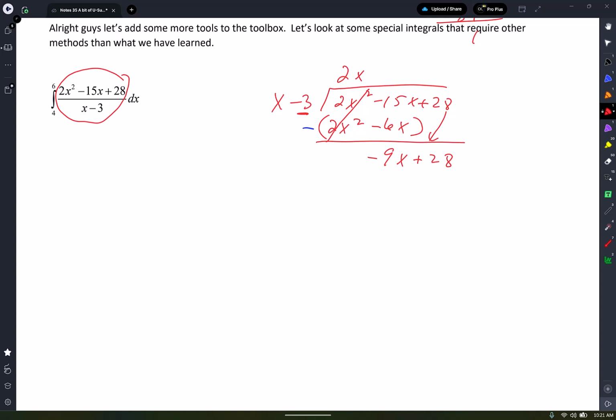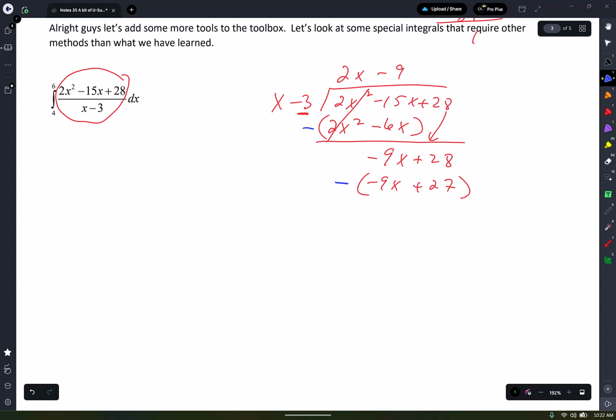Okay, I have that negative 9x. x times what is negative 9x? Negative 9. So I put a negative 9x here. Don't forget that 3. Negative 9 times negative 3, plus 27. I put that in parentheses, and I'm going to subtract, just like what you did when you were in 5th grade. See? The 9x is zeroed out, and I have a remainder of 1.